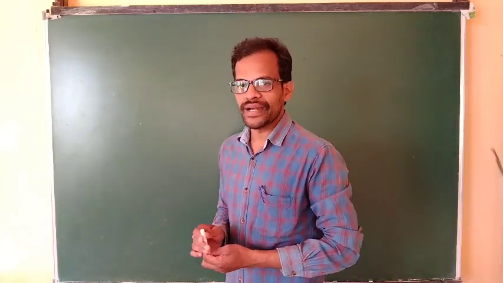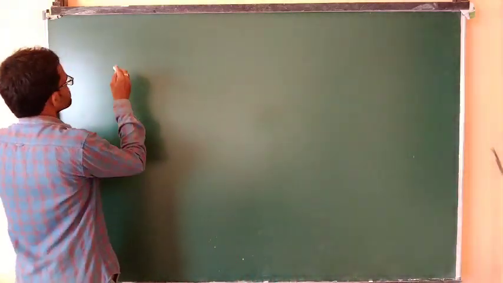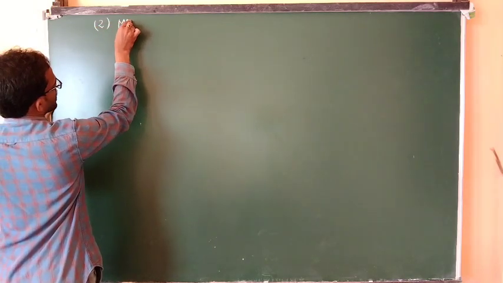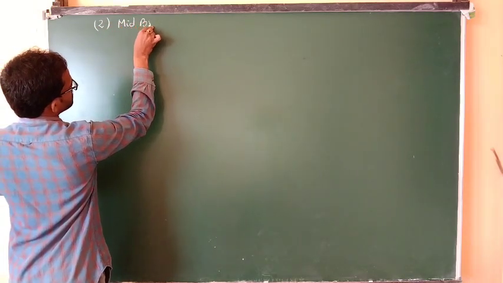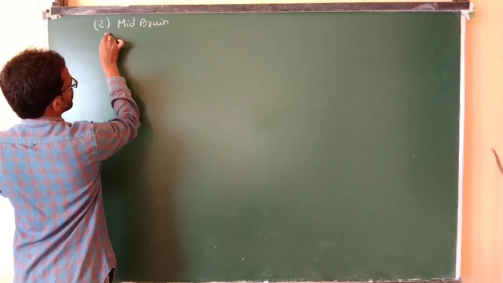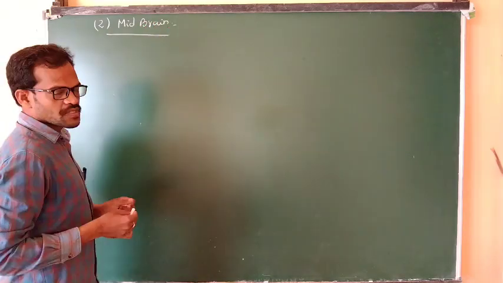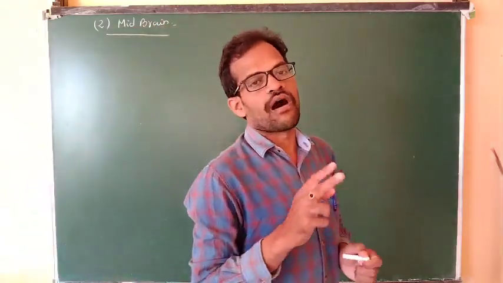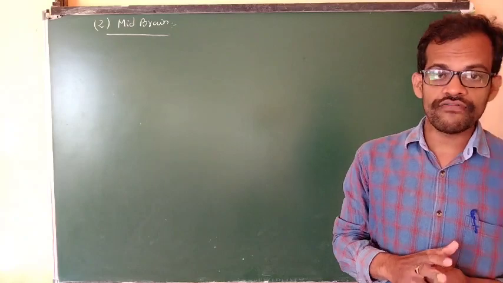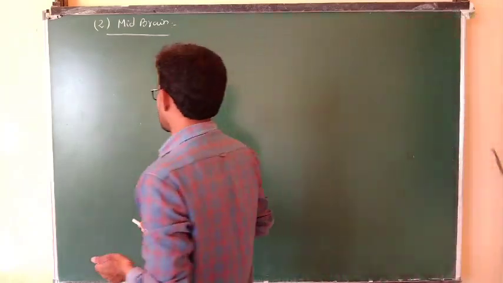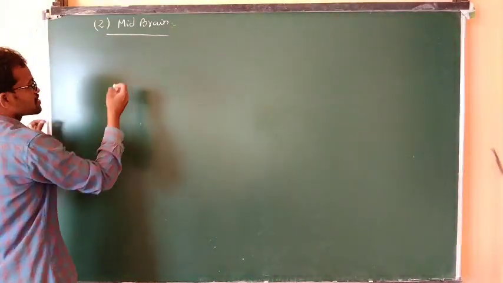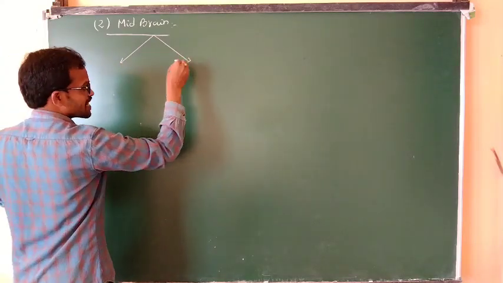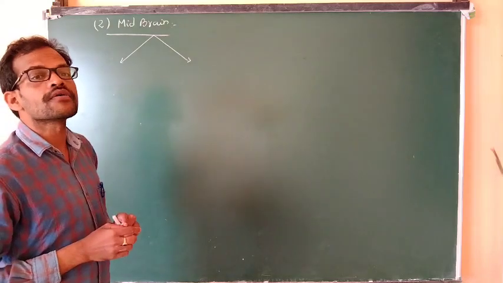What is the second part of the brain? It is known as the midbrain. The midbrain consists of two important parts.